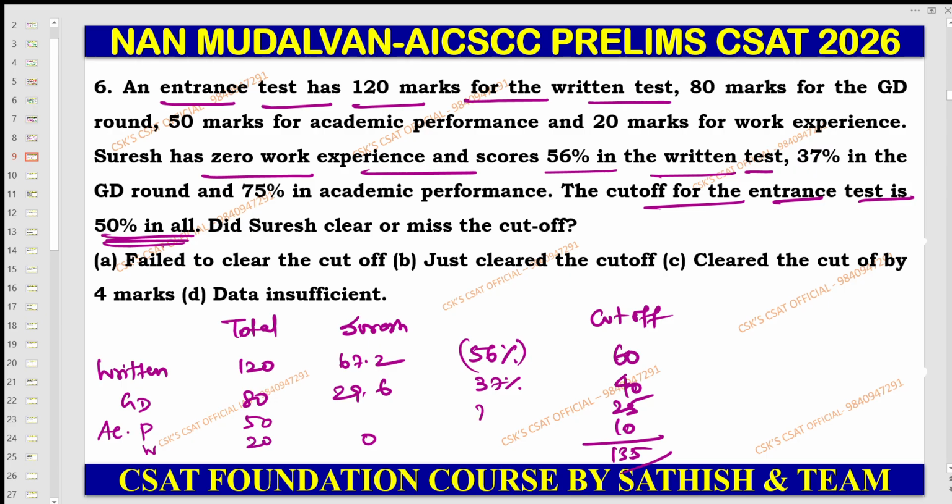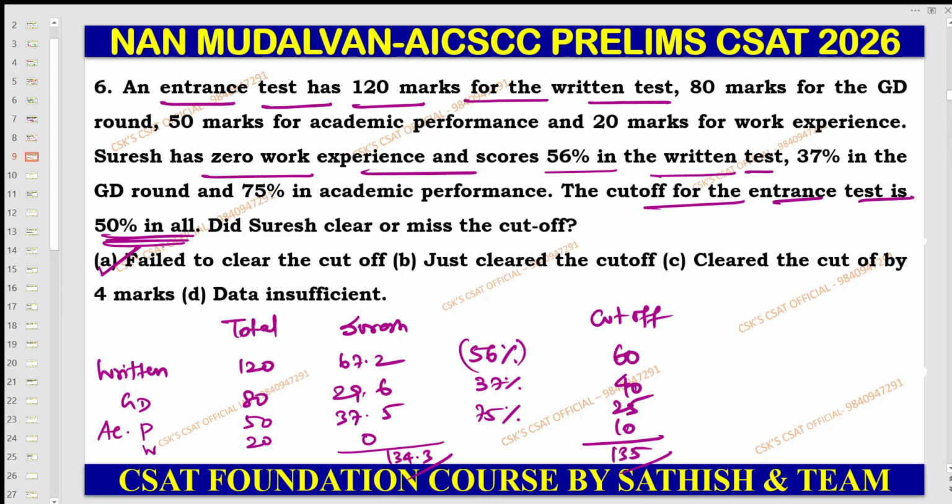In academic he gets 75 percent. So 0.75 into 50, right? That becomes 37.5. Now you have to add up the Suresh marks: 37.5, 29.6 plus 67.2. If you add this up, it is 134.3. He has to get 135, but he is not getting it. So he failed to clear the cutoff. Everyone understood? It's a time consuming one.